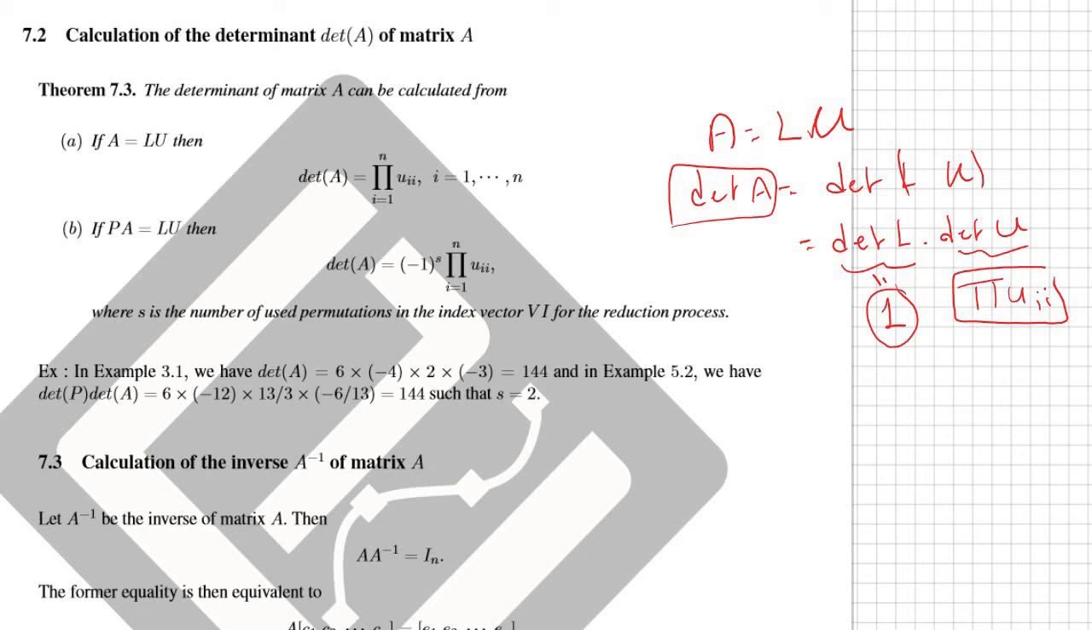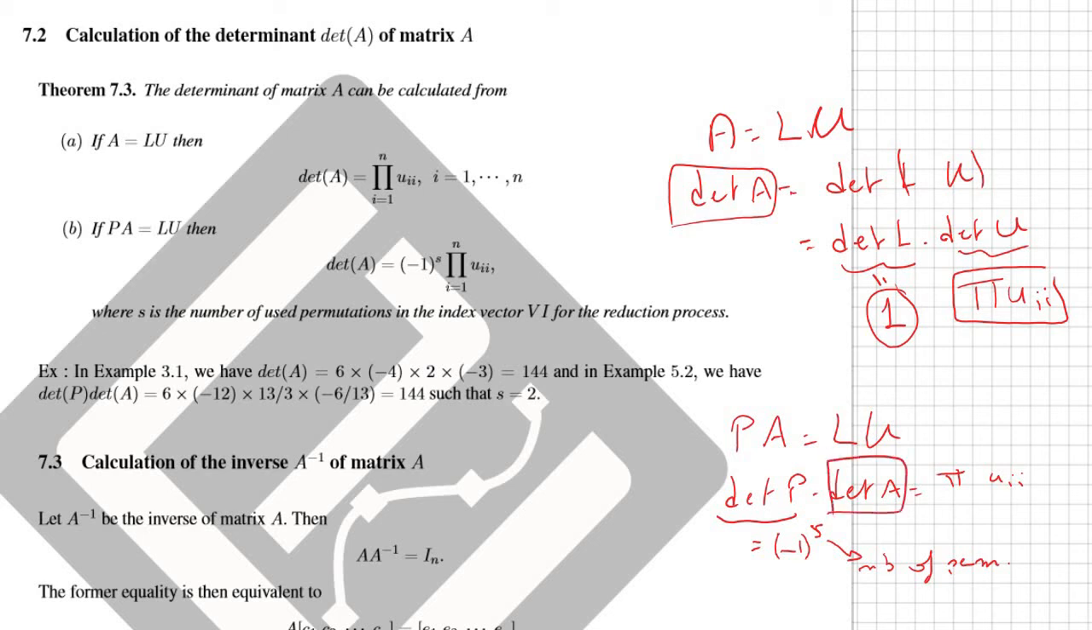Even when we perform the Gauss reduction with pivoting and we obtain PA equals LU, then the determinant of P times the determinant of A equals the product of U_ii. But the determinant of P is nothing but minus 1 to the power s, where s is the number of permutations. So if we do this calculation, we will obtain the determinant of A as being minus 1 to the power s times the product of U_ii. So this is another application of the LU decomposition.